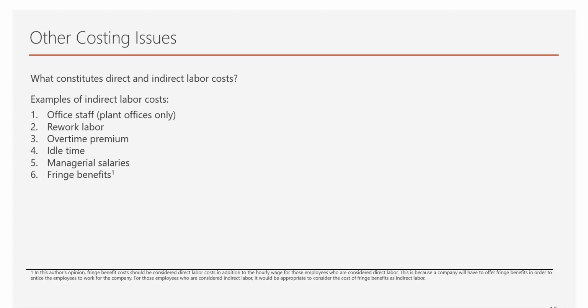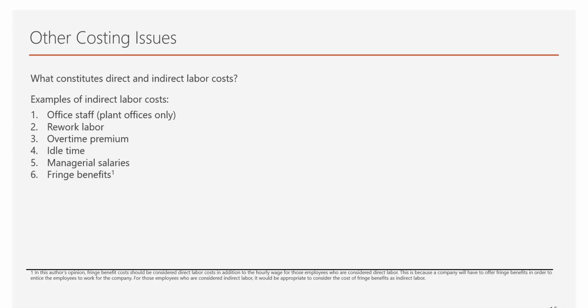Then we have idle time. Idle time is simply where a machine shuts down because it's broken. Maybe there's nothing to do, there's no work, whoever did the production schedule messed it up, and we don't have anything that we can produce, anything we can work on. So idle time is when the machine's not running when it should be. And there's manager salary. We talked about that before.